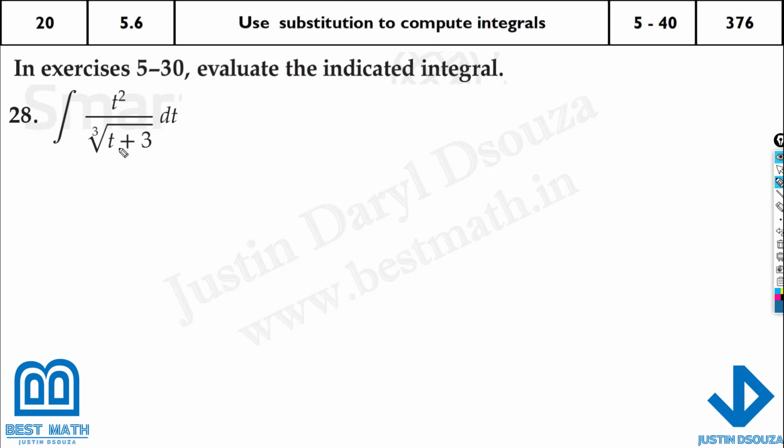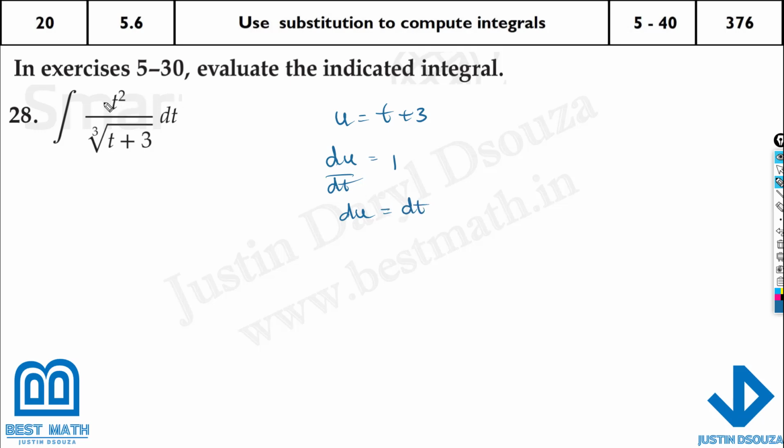So what we do is, whatever is inside the radical, take it as u. u is t plus 3. Let us differentiate both the sides. It will be du by dt is equal to 1. And let's take this dt to the other side. It will be du is equal to dt.